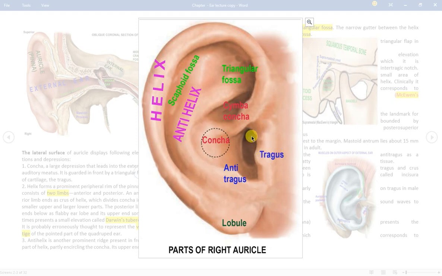Now in the anterior margin of this external acoustic meatus or external auditory meatus, there is one flap like cartilage that is called tragus. Similar flap like cartilage on this area is called antitragus. Now fibrofatty soft tissue at the end of this whole structure is called lobule. Traditionally this lobule is pierced in females as part of ornament.